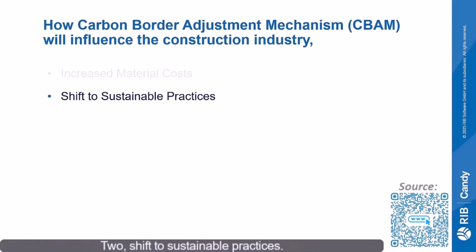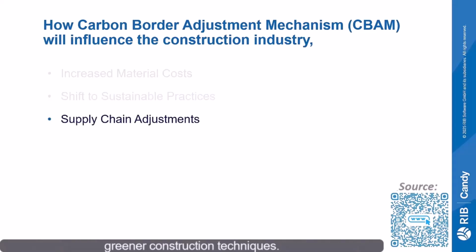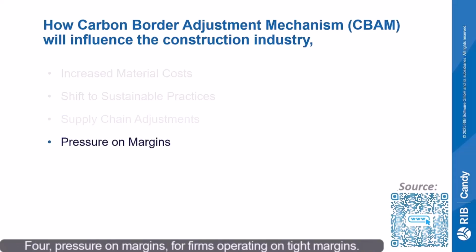2. Shift to sustainable practices. To mitigate costs, construction companies may prioritize low-carbon materials, such as recycled steel or alternative cements, and adopt greener construction techniques. 3. Supply chain adjustments. Companies might shift to sourcing materials locally or from suppliers with lower carbon footprints to reduce CBAM-related expenses. 4. Pressure on margins. For firms operating on tight margins, these additional costs could pose financial challenges, potentially leading to increased project costs or reduced profitability.